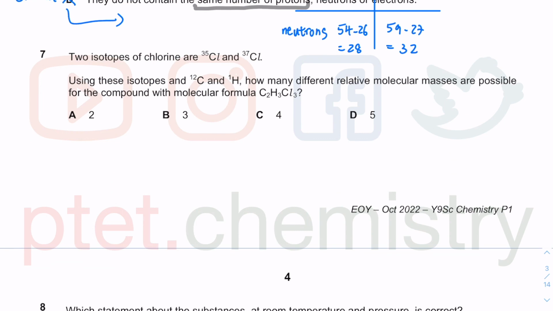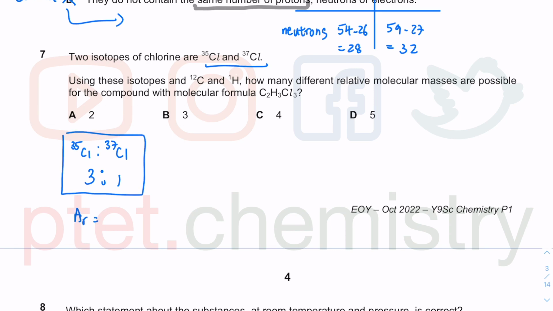Question number 7, we know about chlorine having 2 isotopes. We also know this particular case study, chlorine 35 and chlorine 37: you have around 3 times more chlorine 35 than chlorine 37, and this is a specific case study where you can calculate the Ar: 35 times 3 plus 37 times 1, and then you divide the whole thing by 3 plus 1, and you will get 35.5.